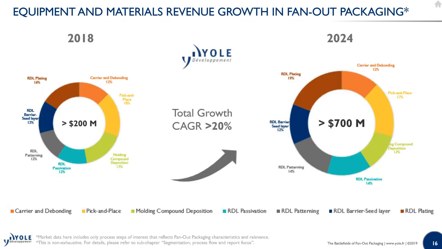This is a breakdown of the market share by key processes. As you can see from 2018 to 2024, the biggest process gain is actually the RDL plating, because we are expecting both the core fan-out and high-density fan-out market to gain more layers of RDL per wafer pass. And you can see the biggest process loss in the market is actually the mold compound deposition, because we believe players are actually going for a thinner profile.